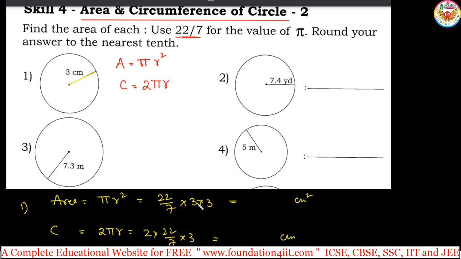You just simplify. 3 into 3 is 9. 22 into 9 is 198. So 198 divided by 7 square centimeters. For the circumference, 22 into 2 is 44, and 44 into 3 you multiply: 3 fours are 12, so 132. 132 divided by 7 centimeters. You can write the answer in decimals or else you can stop.